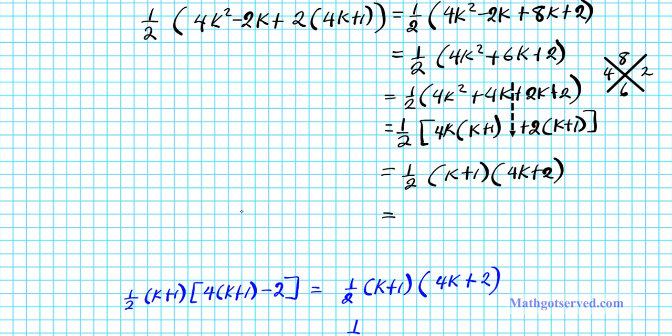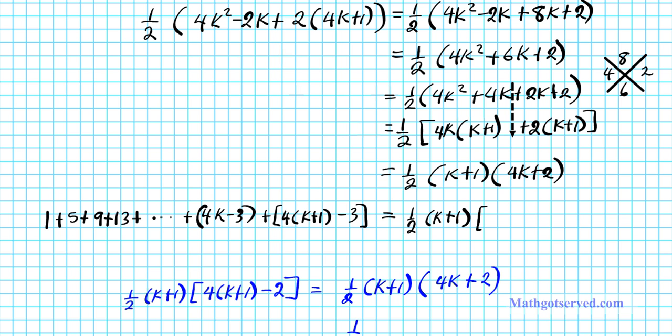Let's also indicate what the right side was. So we have 1 plus 5 plus 9 plus 13 plus ... plus 4k minus 3 plus 4k plus 1 minus 3 is equal to 1/2 times k plus 1 times 4k plus 1 minus 2. That's exactly what we want.